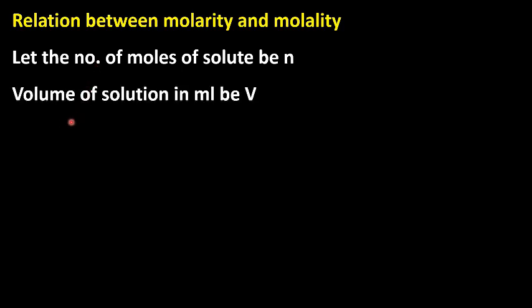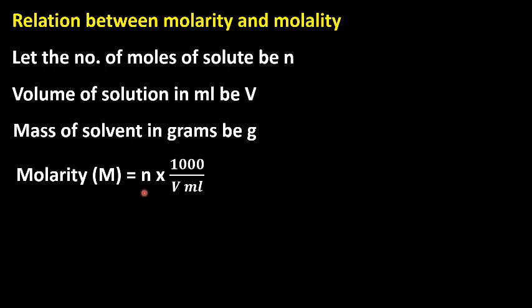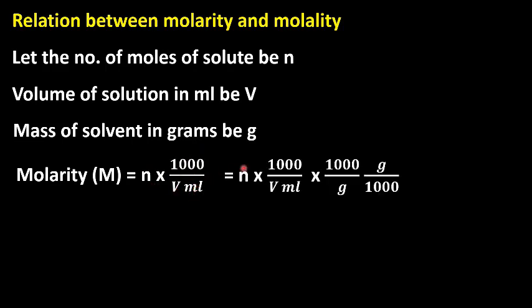Now, let us see the relation between molarity and molality. Let the number of moles of solute be N, volume of the solution in milliliters be V, and mass of the solvent in grams be G grams. So, molarity M is equal to number of moles of solute into 1000 by V mL. Actually, the formula here is number of moles of solute by volume of solution in liters. So, by rearranging this, we multiply with 1000 by G and divide with 1000 by G.